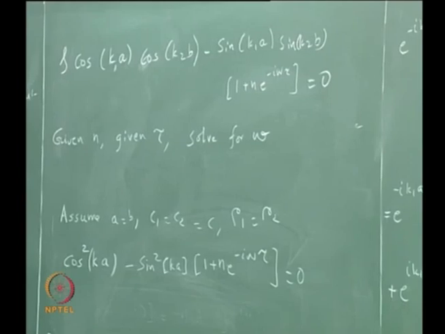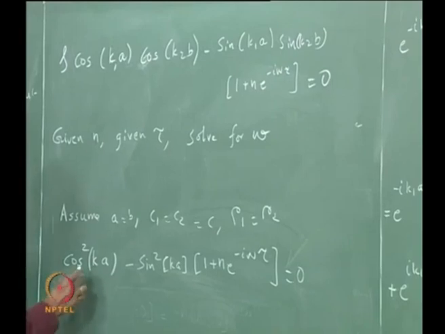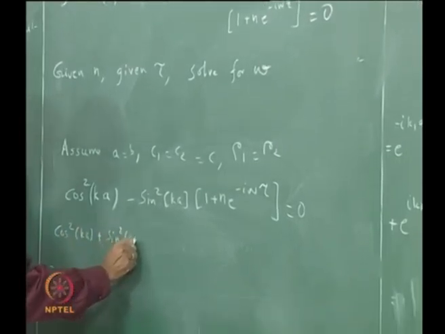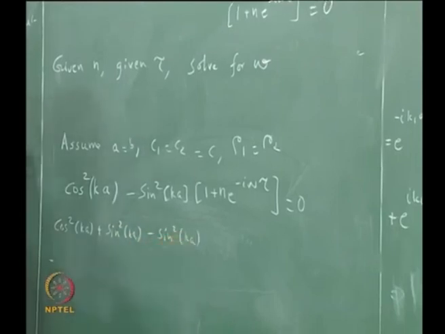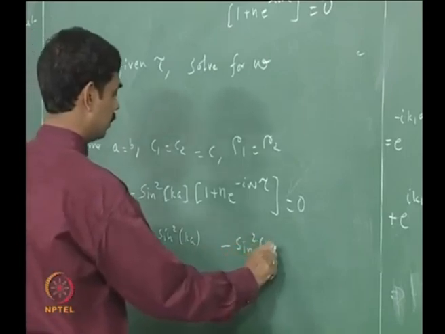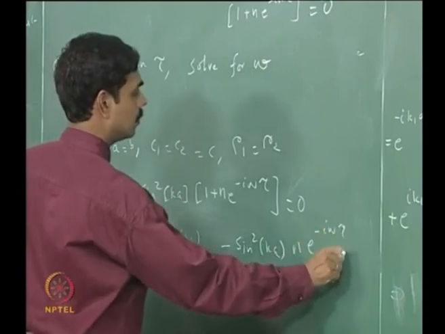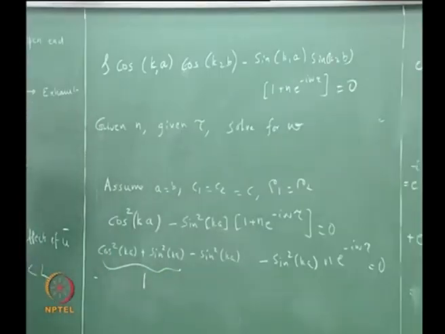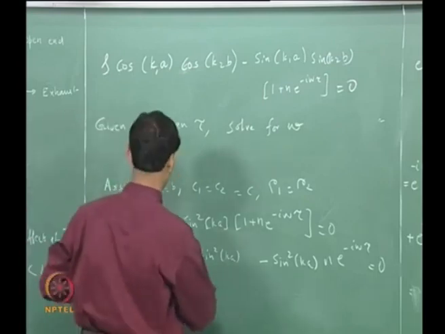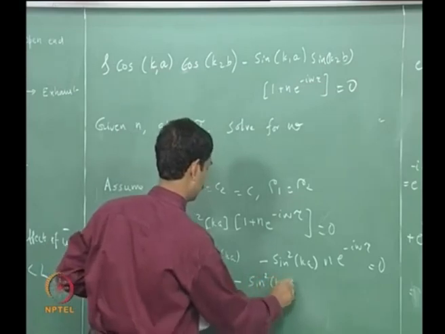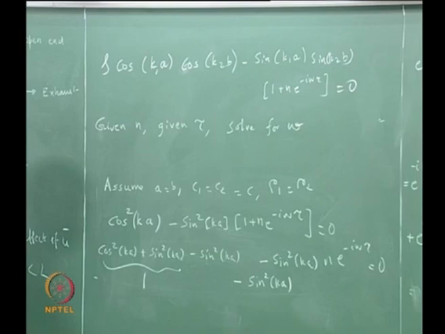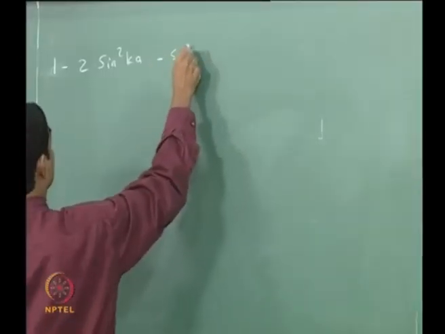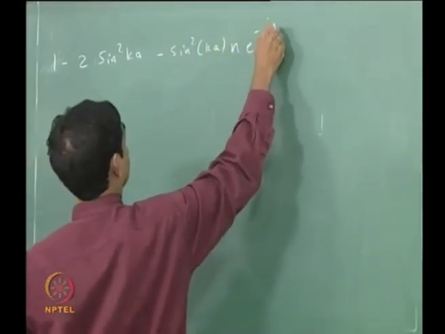So now we see if we can simplify this further. We can add and subtract sin squared k. So cos squared k plus sin squared k minus sin squared k minus, this would be 1. No, I missed one more, minus. I missed this first term. So you will get 1 minus 2 sin squared k minus sin squared k n e power minus i omega tau equal to 0.